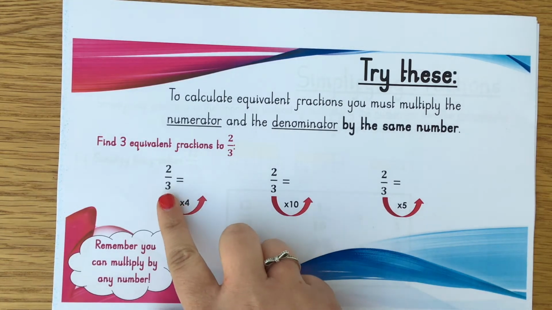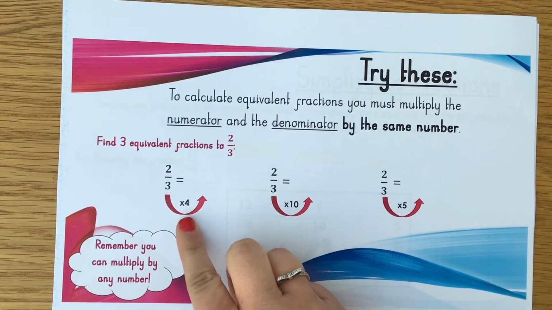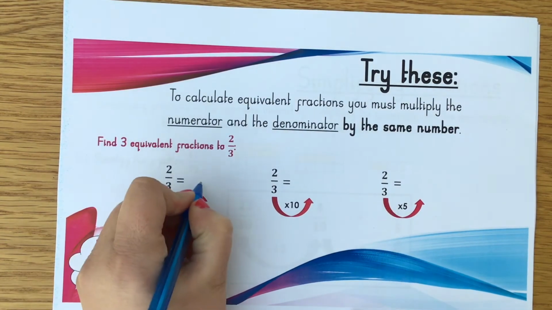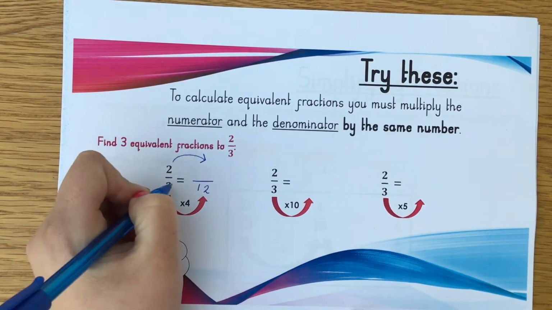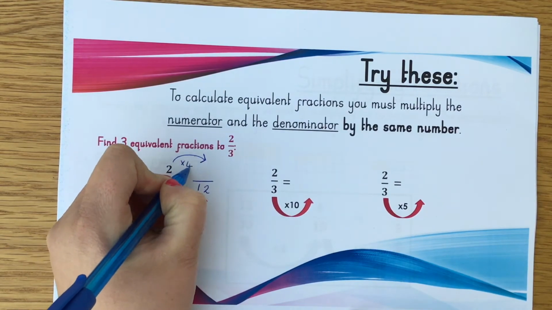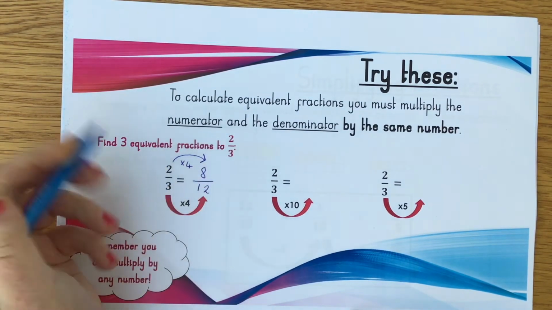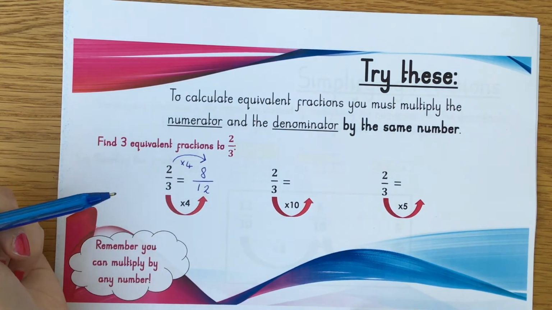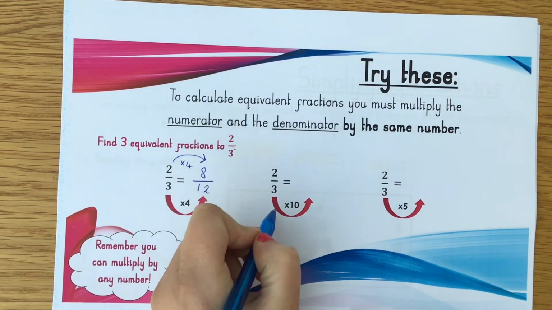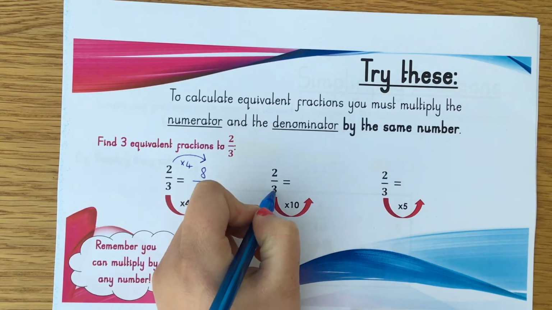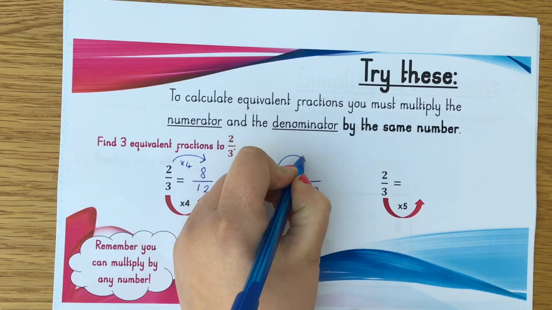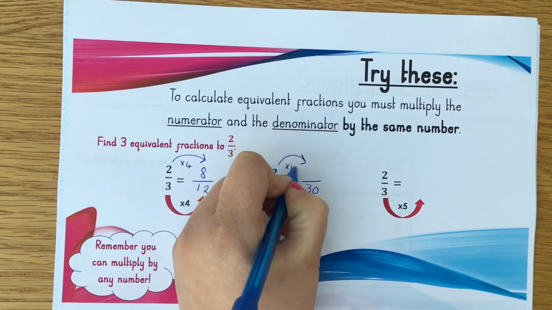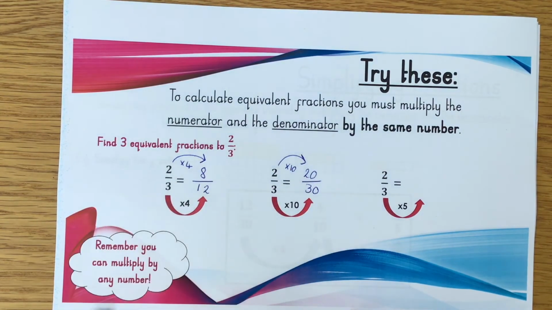So I'm going to start by multiplying my denominator by 4 in this case. 3 times 4 is 12. And I must do 2 times 4 to my numerator, which is 8. So 8/12 are the same as 2/3. Okay, here I've got my multiplier as 10. So 3 times 10 is 30. And 2 times 10 is 20. So 20/30 are the same as 2/3.